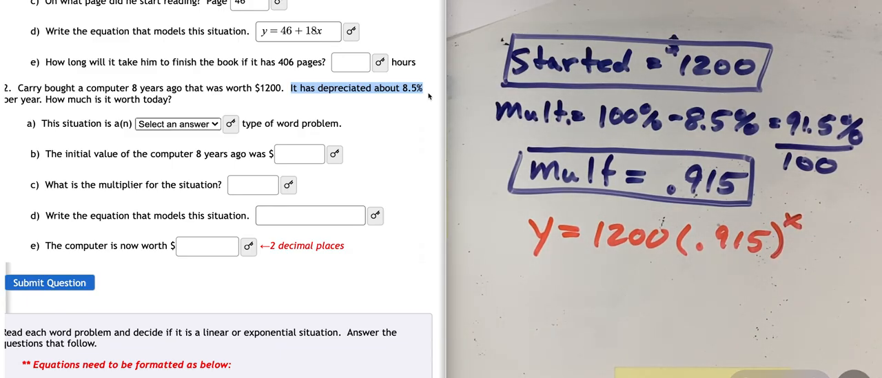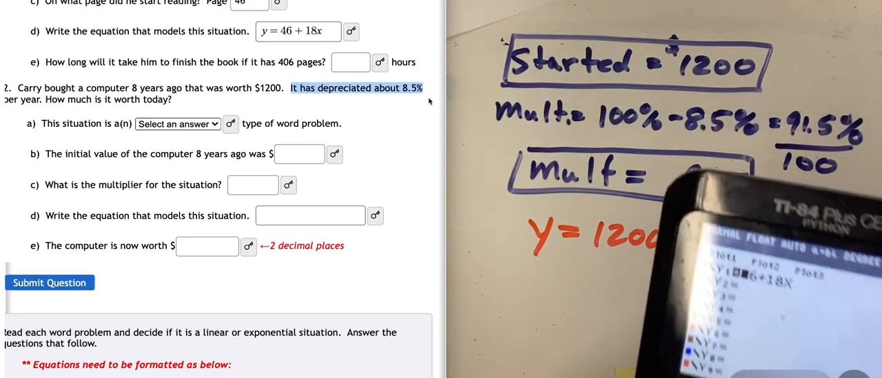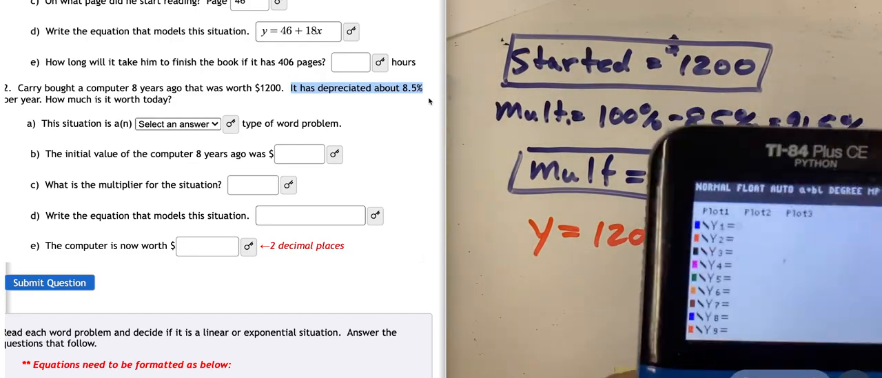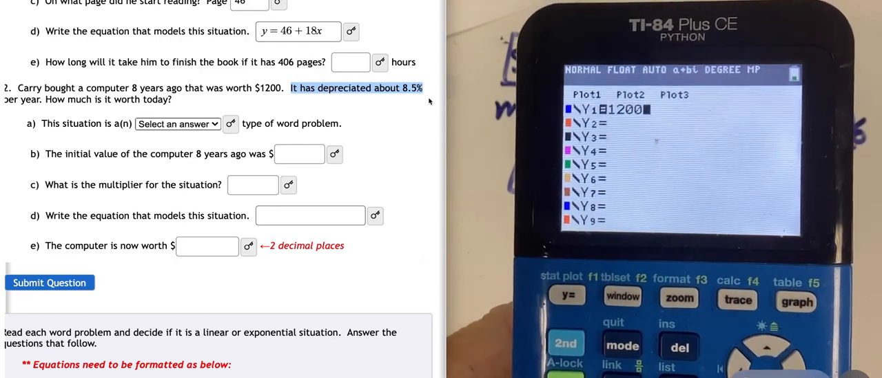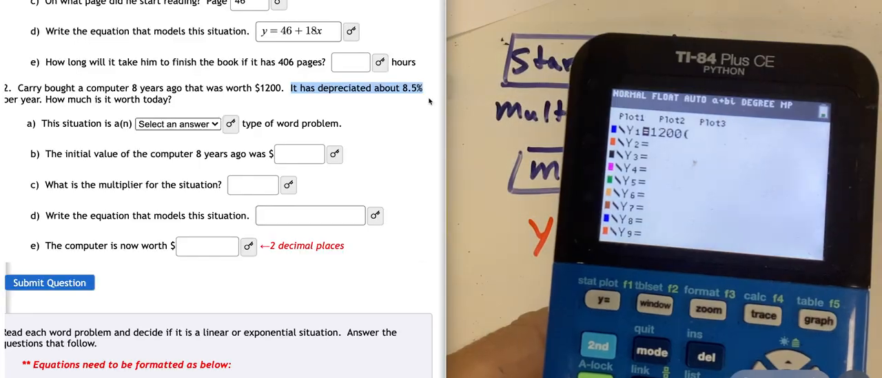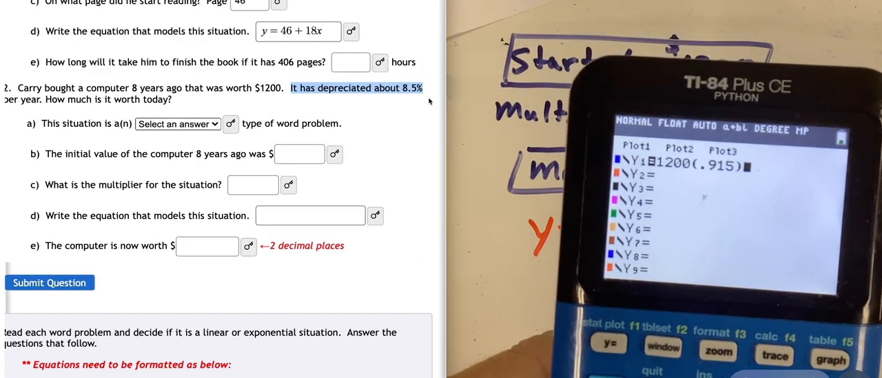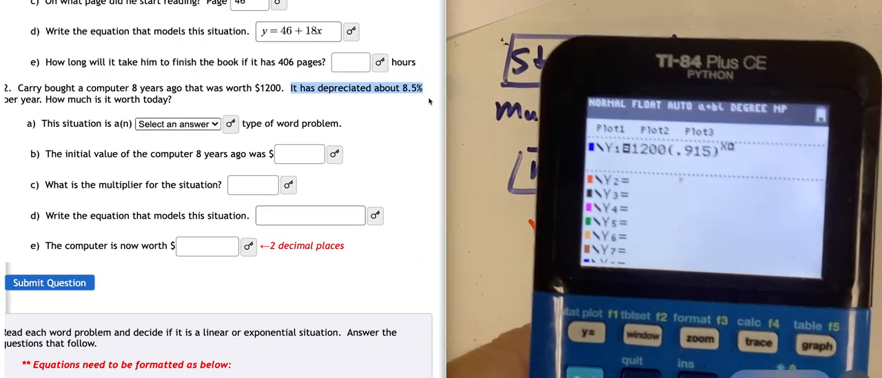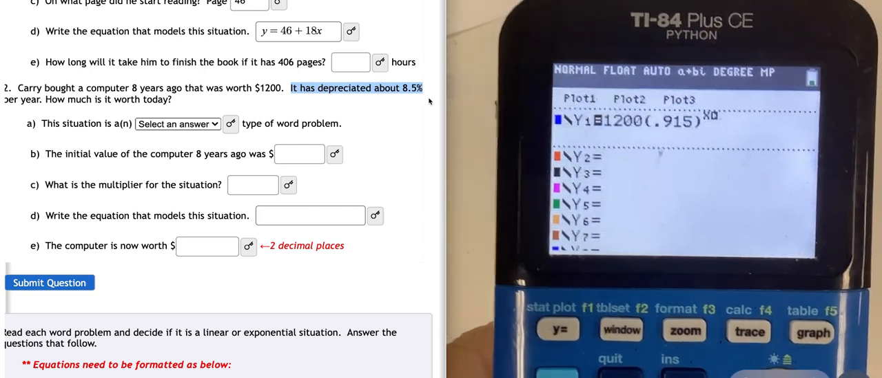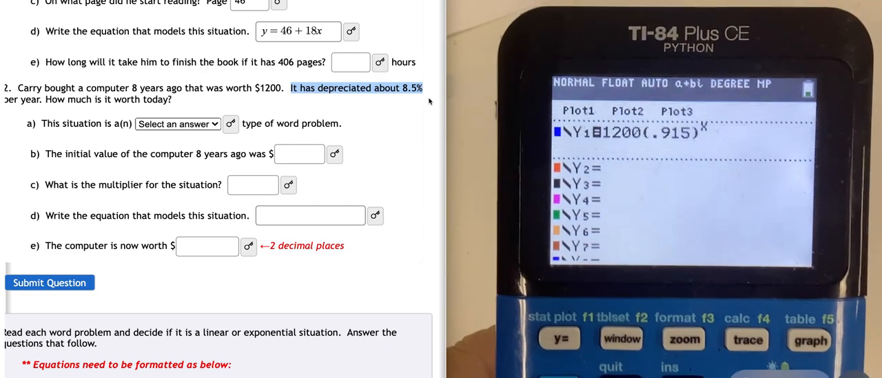So now we can answer all the blanks except for the last one, where it asks how much it is worth now. That would be 8 years later. Let me get it out there right now, and we'll fill all the blanks in to show that it works. The last thing is you're going to take the equation that you've just found and put it in your calculator, with parentheses, and I've got 0.915 to the power of x, like this. So there's our equation of the computer, purchased at $1,200, depreciating at 8.5%.